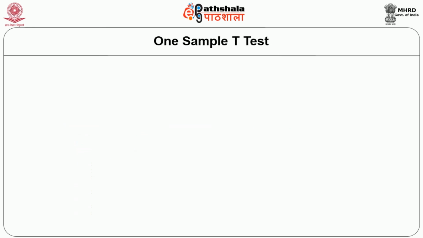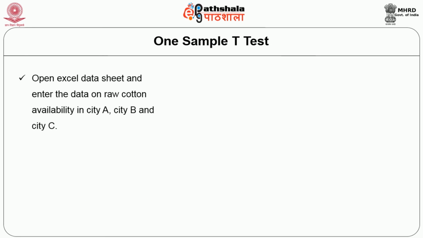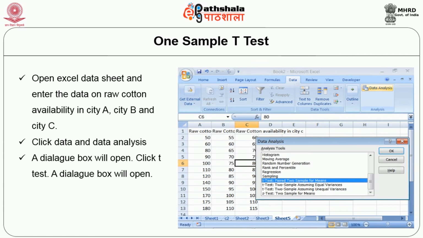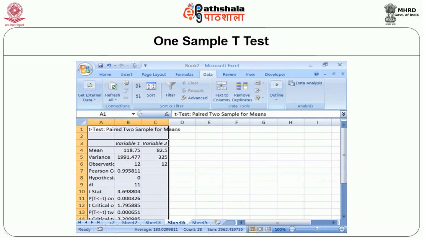Then one sample t-test. Open the Excel datasheet and enter the data on raw cotton availability in city A, city B and city C. Click data and data analysis. A dialog box will open. Click t-test. A dialog box will open. In the dialog box, select input and output range and click OK. The output will be displayed in the output file.